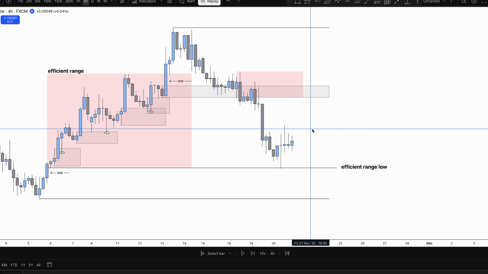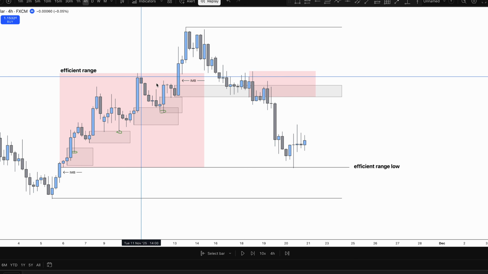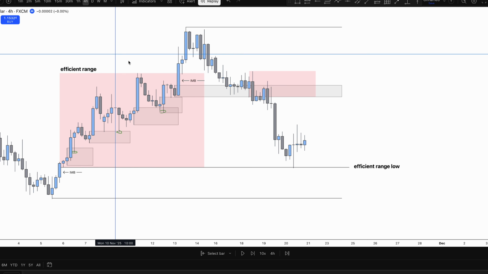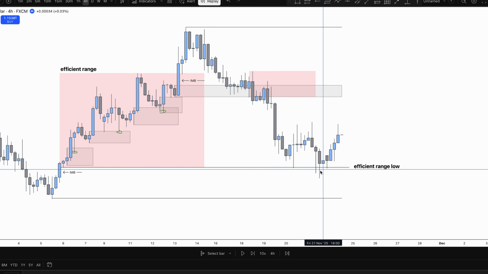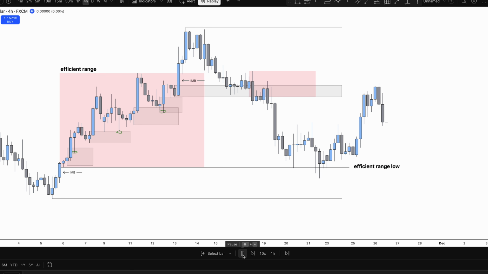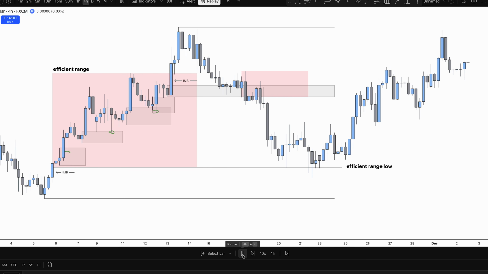So now take a look at this. As we said, what can happen a lot of times is once an efficient range low has been taken out, we see pretty sharp reversals. Now, in this case, the market comes down a little bit further, but then after sweeping the low, we see a push into new highs, okay?